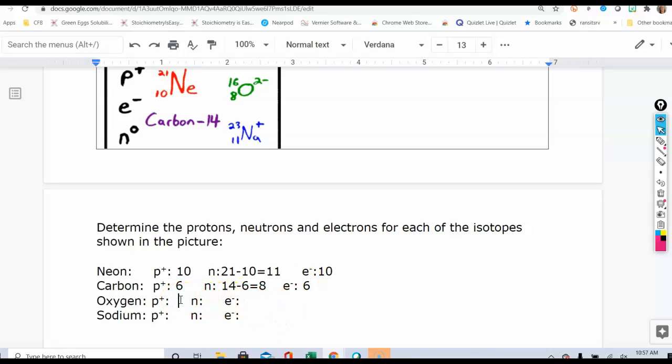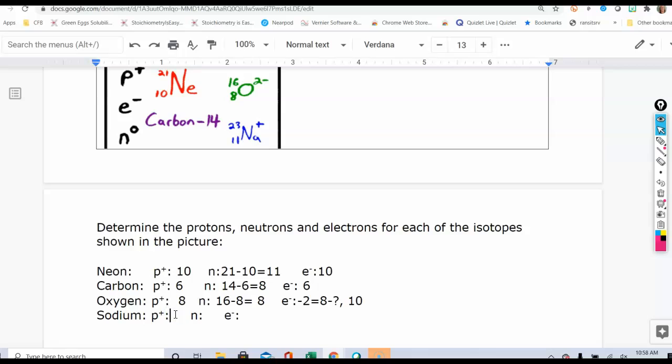All right, the next one is oxygen, and I can see that oxygen has 8 protons based on the isotopic notation, and then I'm going to do 16 minus 8 equals 8 for neutrons. And then my electrons, I have to be careful here because my charge is -2. And if my charge is -2 and I know my protons are 8, then I want to know what my electrons are. So 8 minus 10 is going to be what gives me the -2 there.